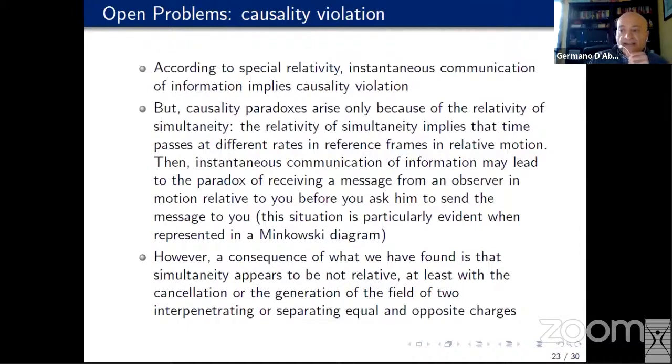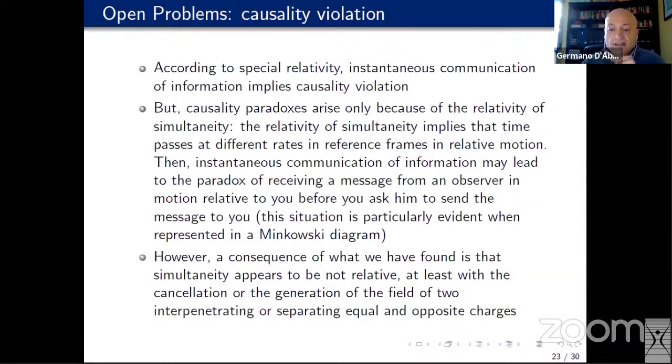In fact, if time passed at the same rate in every reference frame, even with instantaneous signaling, there would be no causality violation, and the effect can never precede the cause. One of the aspects of the causality paradox is that if one uses instantaneous or faster-than-light communication between two reference frames relatively moving at constant velocity, one can demonstrate with special relativity that the effect can precede the cause.